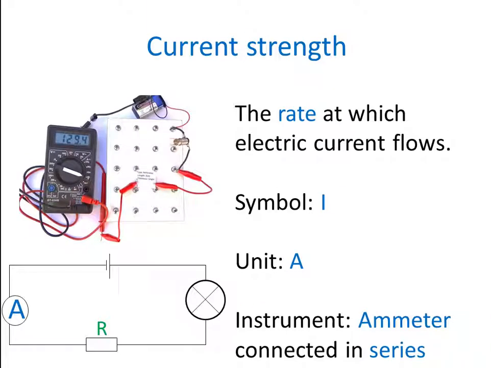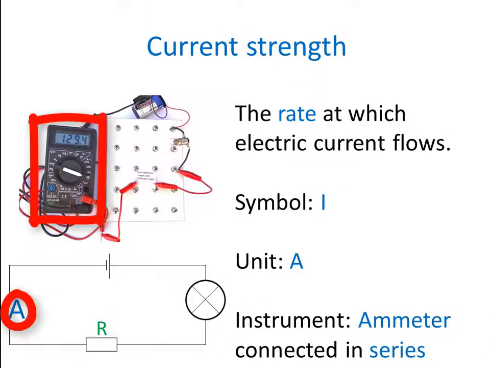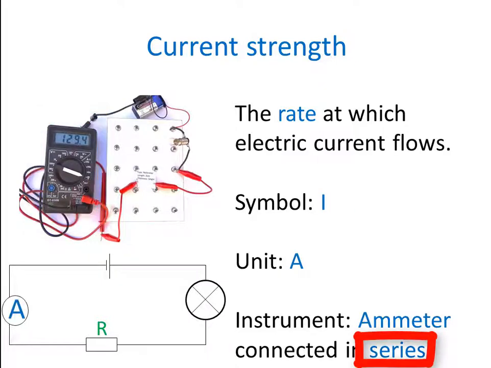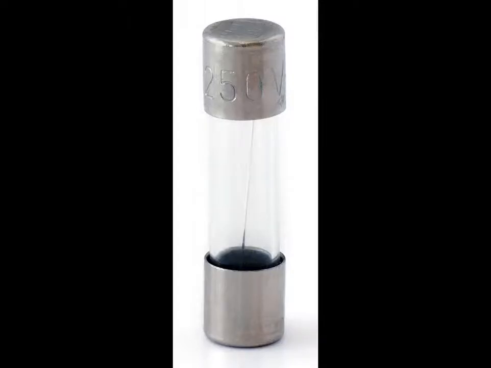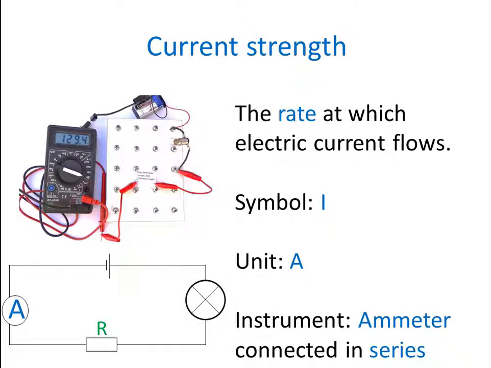We measure current strength with an ammeter, which must always be connected in series. If you connect an ammeter in parallel, you will fuse the ammeter, and that will stop the ammeter from working until you replace the fuse by opening the box and finding the fuse and pulling it out, and then putting a new one in. So it's really important to make sure that you do connect an ammeter in series so that you can avoid all that trouble of replacing the fuse.